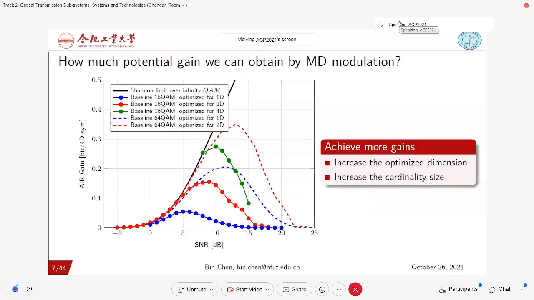So the conclusion is here. If you want to achieve more gain by using multi-dimensional geometric shaping, you have two options. First is to increase the optimized dimensions, and second is to increase the constellation size. This is what we can get.